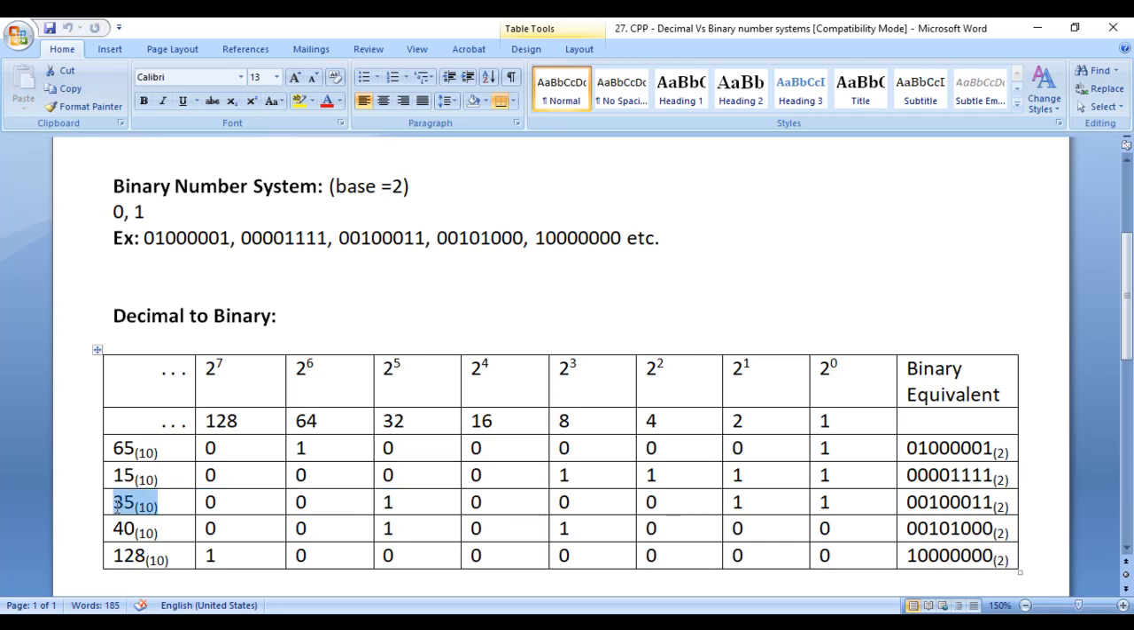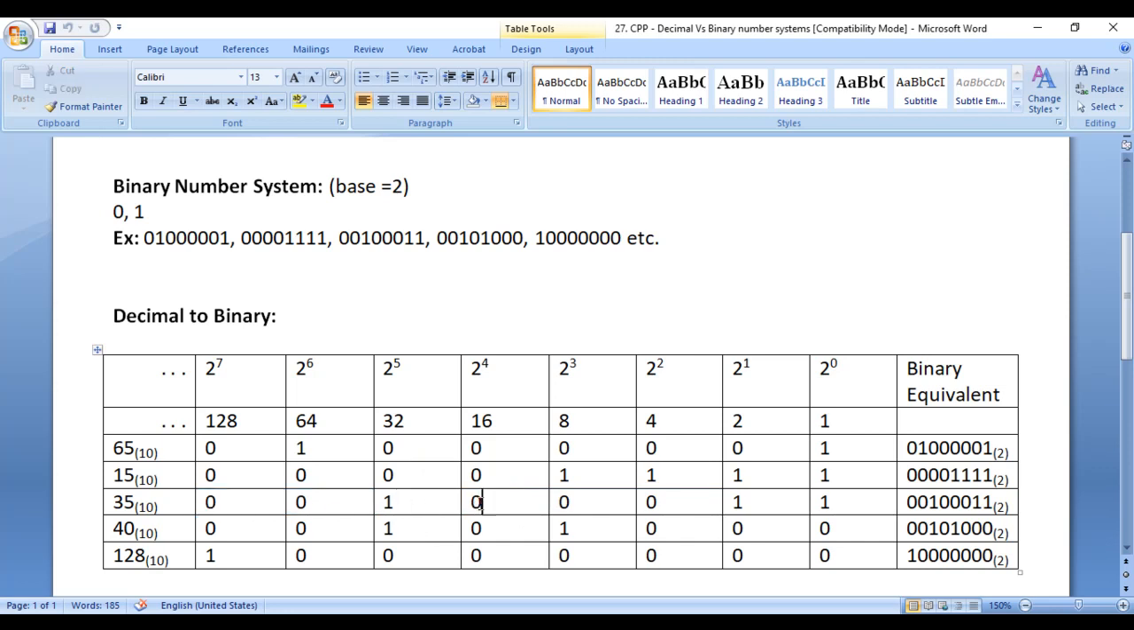Let's convert 35 to binary equivalent number. Very easy. Let's find the numbers which, on adding them, we should get 35. So 32 plus 2 is 34. 34 plus 1 is 35. So underneath 32 we write 1. Underneath 2 we write 1. Underneath 1 we write 1. And in the remaining places we put zeros, guys.